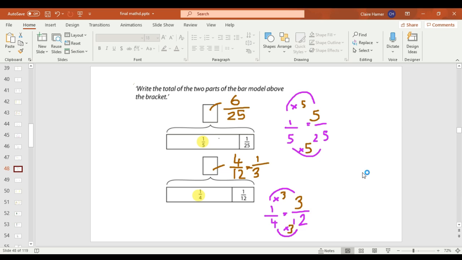Did you get the same as me? You just always need to remember that you can only add fractions when the denominator is the same. And you can only subtract fractions when the denominator is the same.